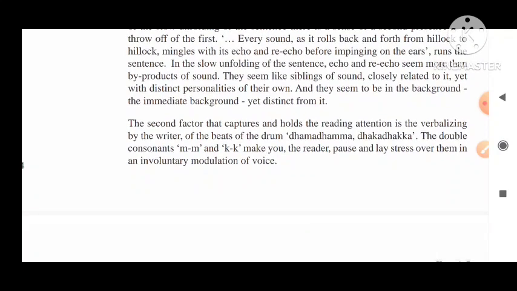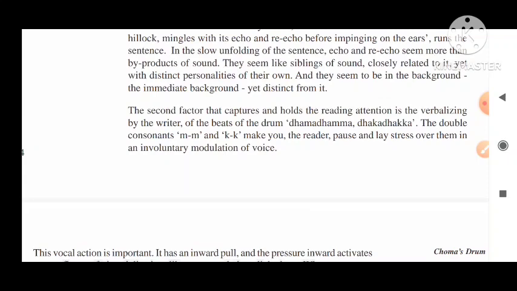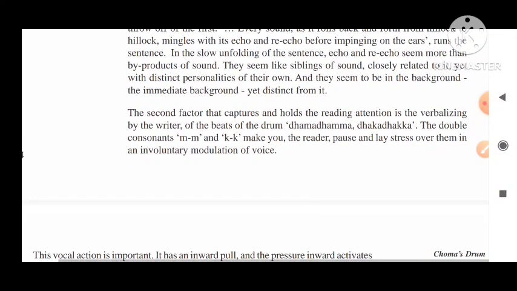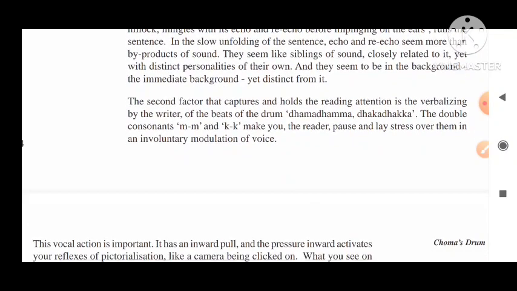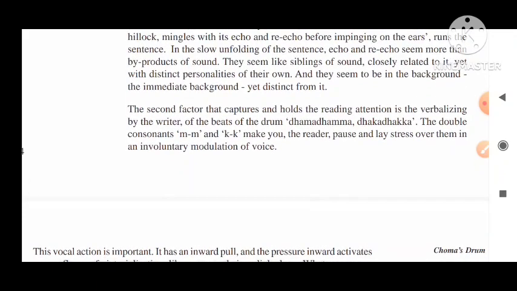In the slow unfolding of the sentence, echo and re-echo seem more than byproducts of sound. They seem like siblings of sound, closely related to it, yet with distinct personalities of their own. And they seem to be in the background, the immediate background, yet distinct from it.